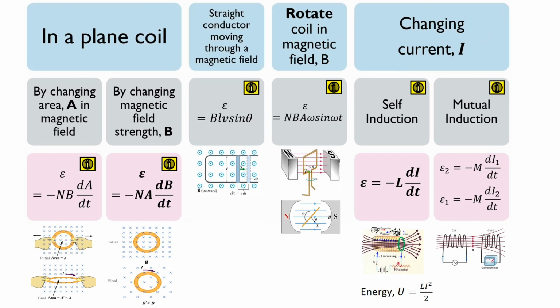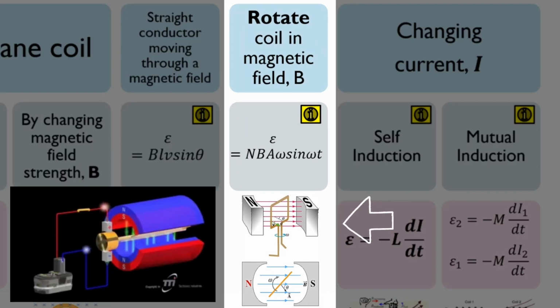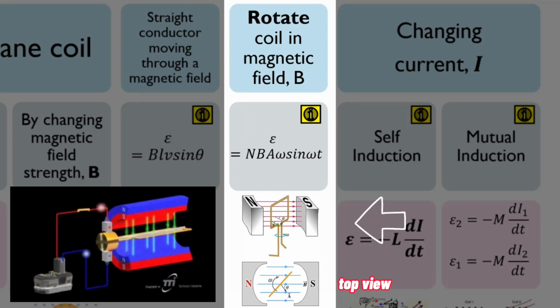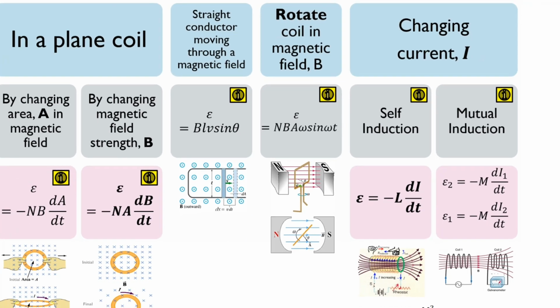The fourth variable that we can change to induce EMF is theta. In the figure, the rotating coil is placed in a uniform magnetic field. This rotation will induce EMF. The given formula is EMF equals NBA omega sine omega t. No need for a negative sign.